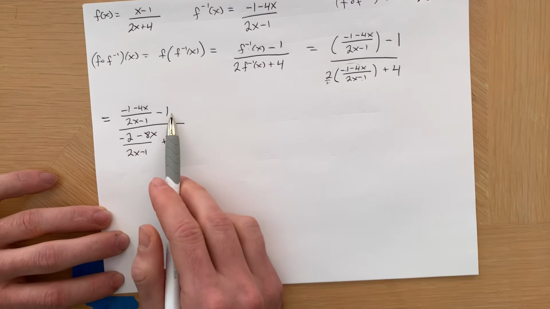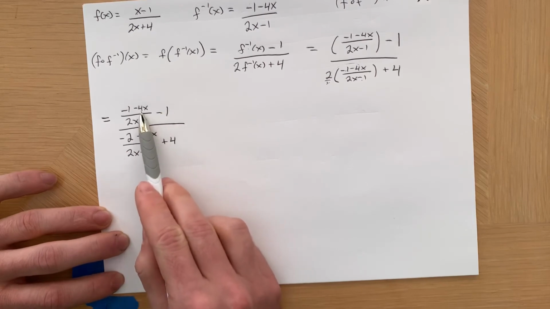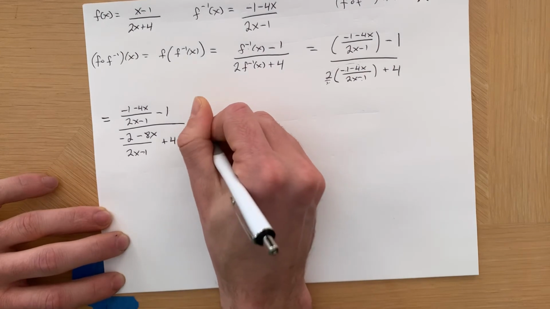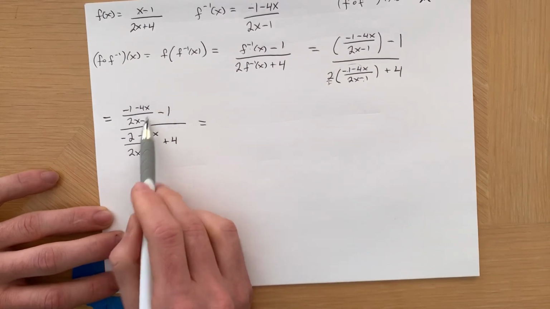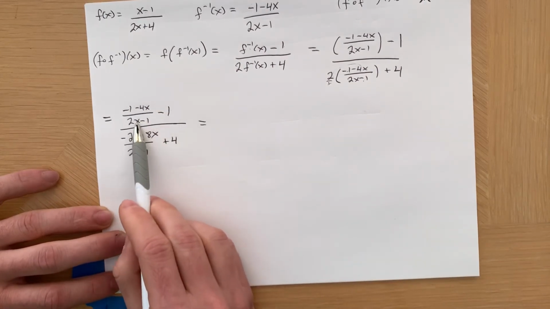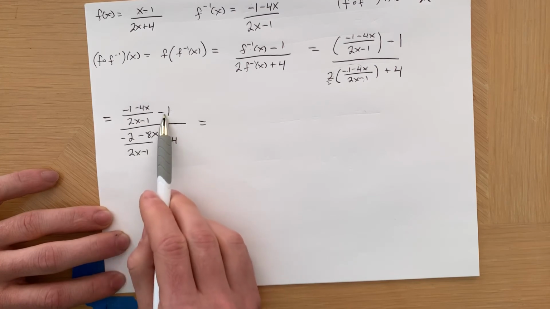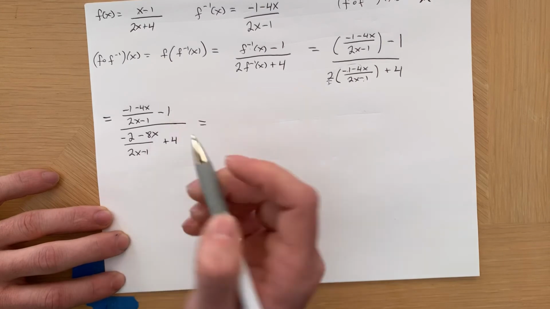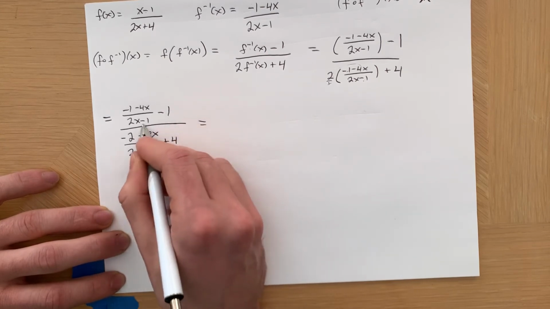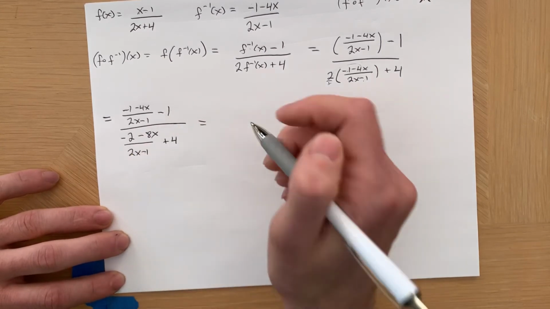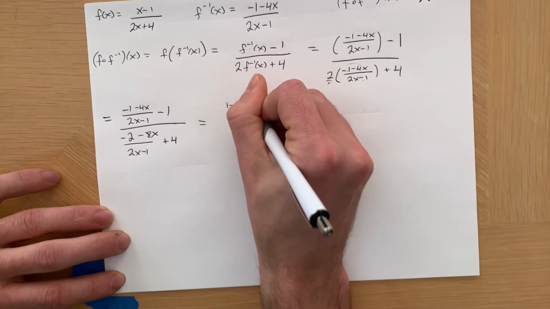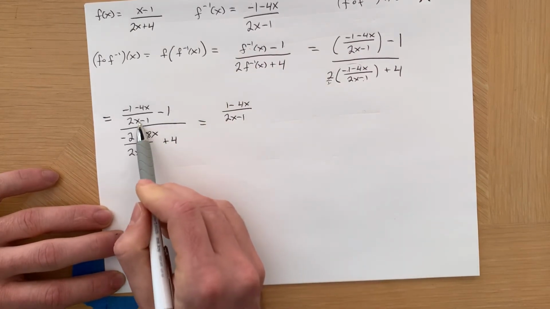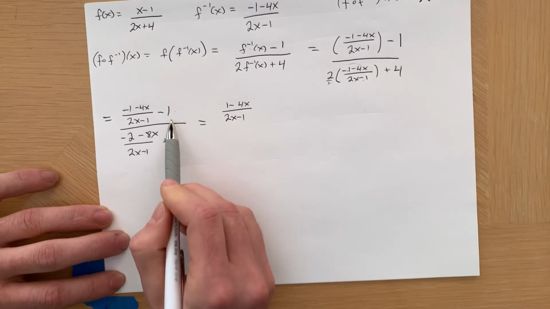So now, in order to simplify this, we have to combine these two things, this fraction with the minus 1 and this fraction with the plus 4. So we need to get common denominators for both the top and the bottom. So just for the top, the bottom is 2x minus 1. If we want to combine this with a minus 1, we need to have the bottom of this 1 be 2x minus 1. So how we do that is we have minus 1 minus 4x over 2x minus 1. So we need to put a 2x minus 1 on the top of this and a 2x minus 1 on the bottom.